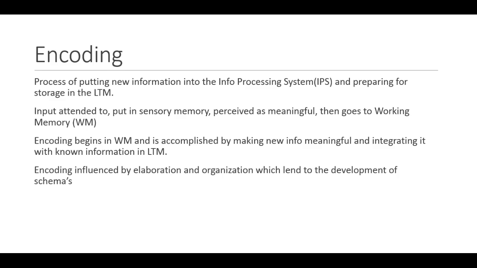Encoding is influenced by a couple of things. So the encoding process can be developed by using elaboration and organization. And elaboration and organization lends to the development of what is called schemas, or big structures that help us to organize and store big pieces of information.